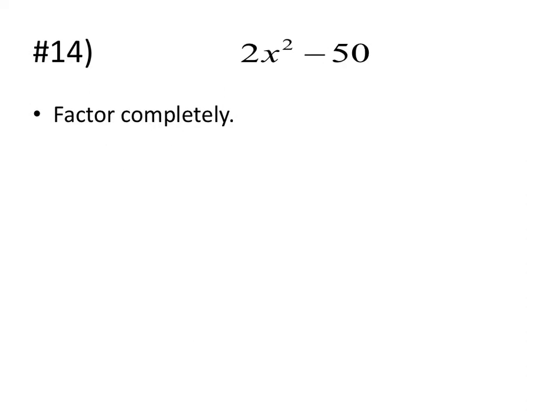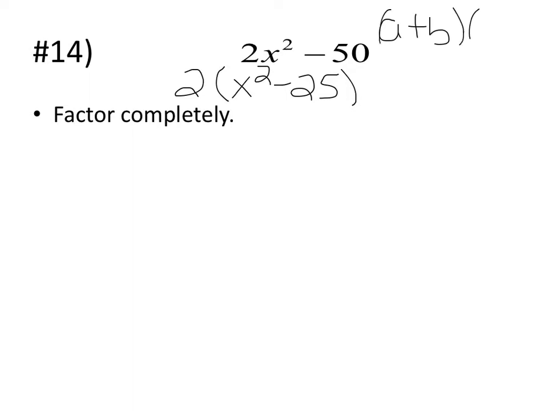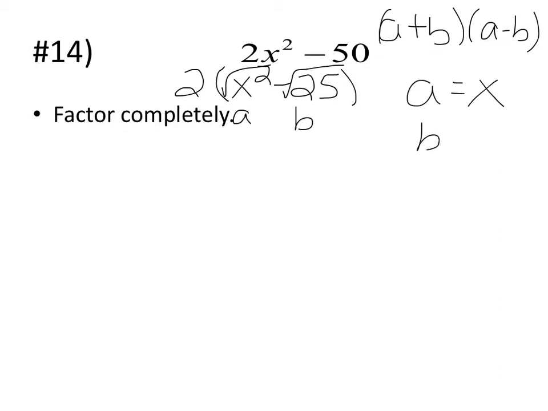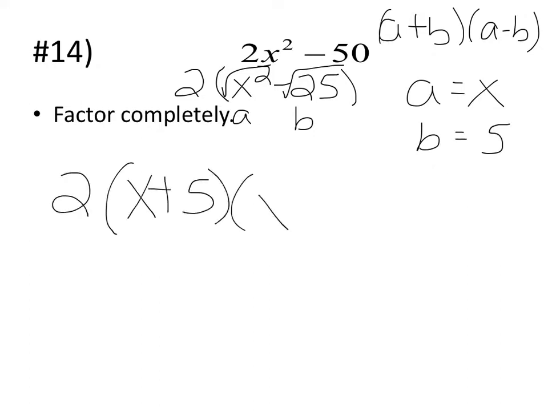All right. Remember, GCF as always, so we can factor a 2 out of this, leaving x squared minus 25. Now it's difference of squares. So remember, a plus b times a minus b. So a is going to be from here and b is going to be from here. But remember, you got to take the square root. So a is x and b is 5. So we're going to do 2, because don't forget that, times x plus 5 times x minus 5.